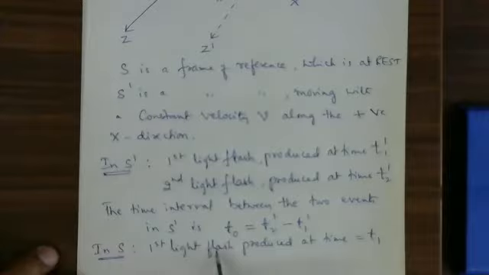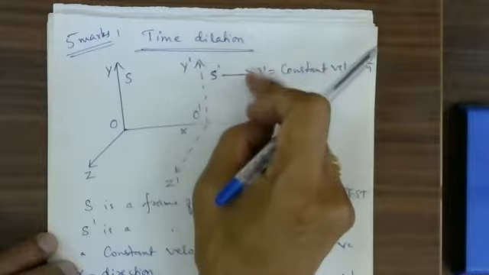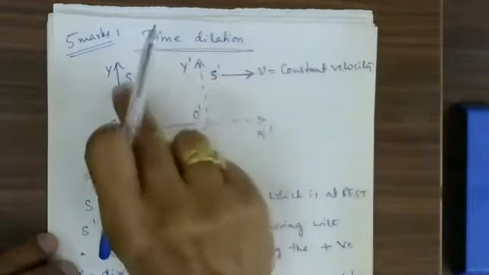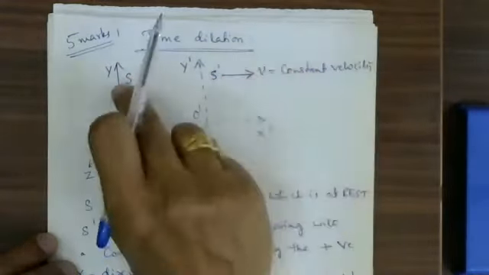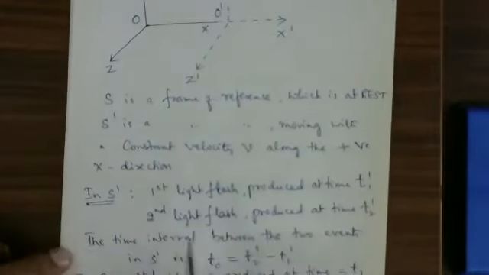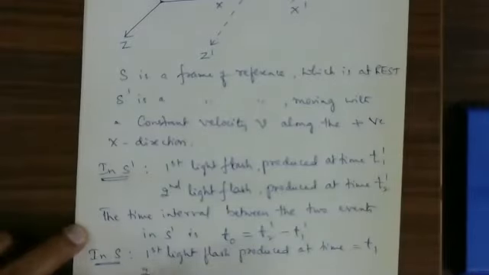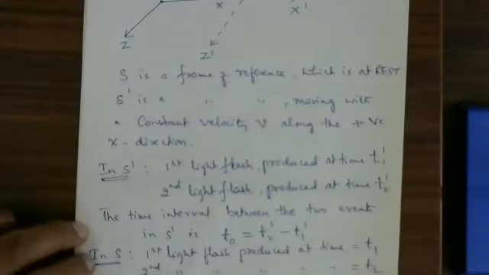So the same flash of light, if I am producing one flash of light here with respect to this, another flash of light with respect to this, first flash of light with respect to this, second flash of light with respect to this. Okay, first I have written with respect to S dash. Secondly, I have written the same light, first flash of light produced at time T1, second light flash produced at time T2.